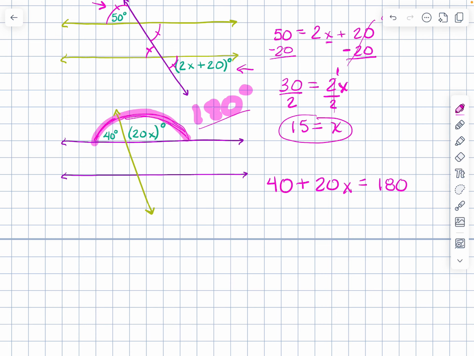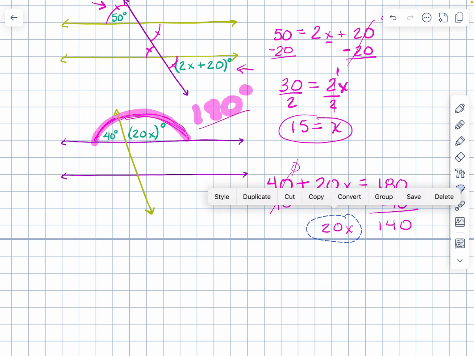All right? So in order to get x by itself, we're going to subtract 40 from both sides. And 180 minus 40 is 140. And 40 minus 40 is 0. And so we're left with 20x on this side of the equation, and that is equal to, oops, it's a little messy. Now let's move that down a little bit. So 20x is equal to 140.